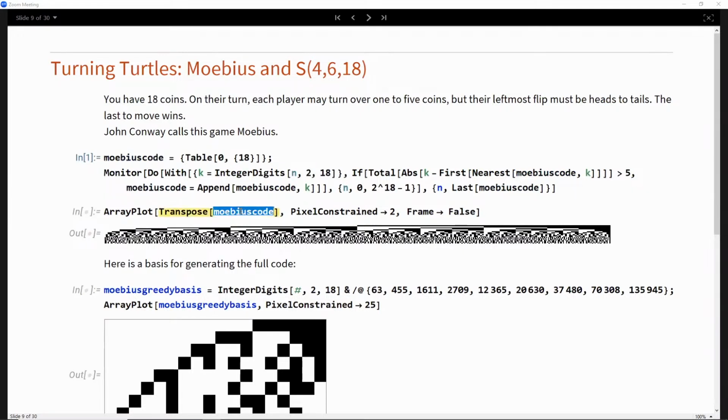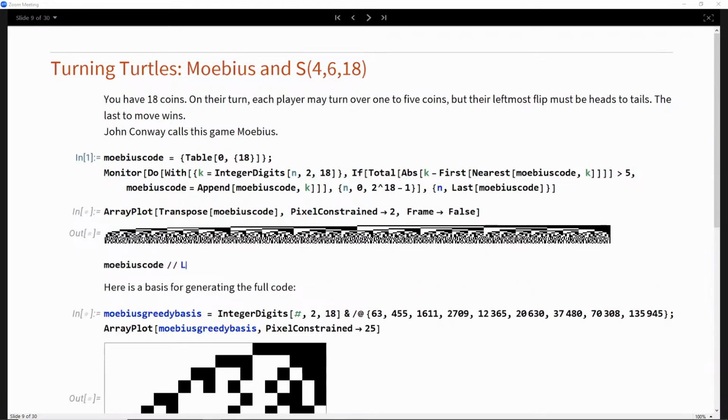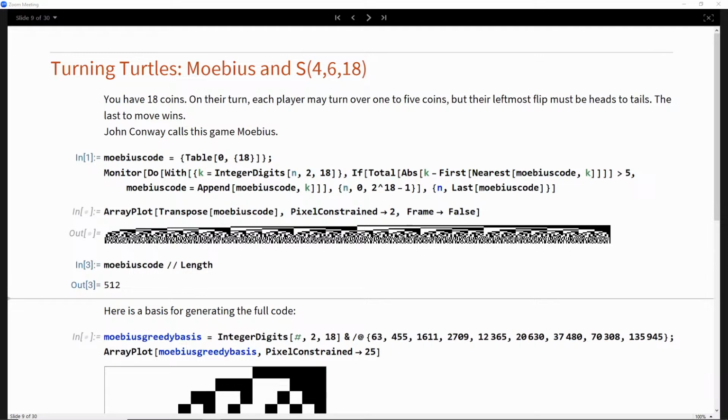We've got the Mobius code here, and here's a picture of what it looks like. How many codes are there here? There are 512 winning codes. So if you're given any particular position, usually you'll have a single move you can make to go to a winning position, so that no matter what your opponent does, they'll need to make a move that isn't a winning position for them, and then you can put it back into a winning position for yourself.